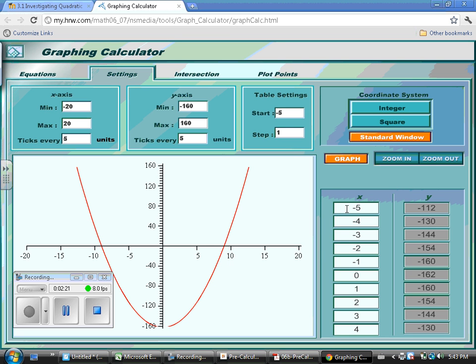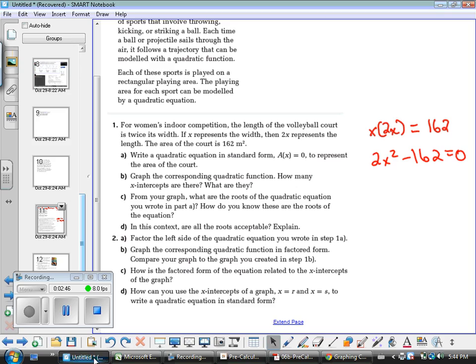So we have two intercepts here, and we can see that they're at about 9, I think. I don't really have a way of verifying on here, but it looks like the intercepts are at 9 and negative 9. If you go back and look at the equation, you can verify that, because 2 times x squared, that's 2 times 9 squared, or negative 9 squared. They both give you 81. So 2 times 81 minus 162 is 0. So we do know what the x-intercepts are.